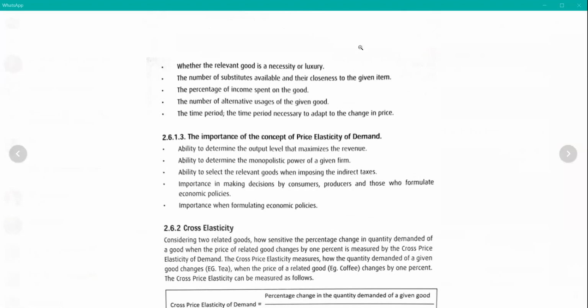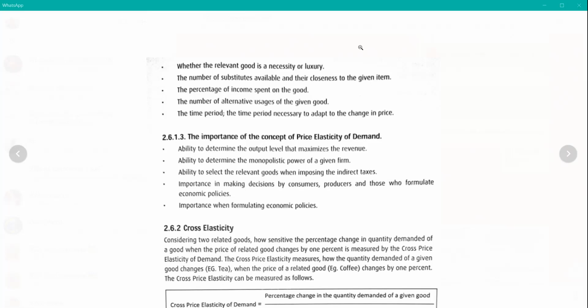Second one, number of substitutes available and their closeness to the given item. Simply, availability of substitutes. If there are very few substitutes for a good, then demand is said to be inelastic. If there are many substitutes for a good, the demand is said to be elastic.